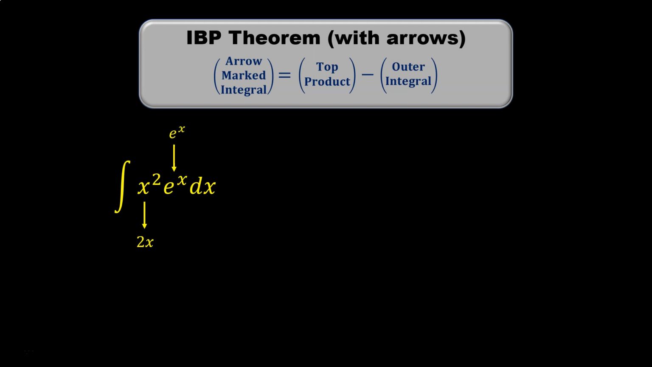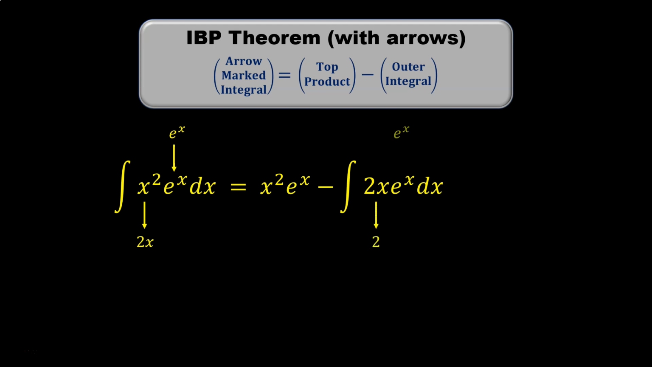Instead of trying to integrate a quadratic times an exponential, now we'll just need to integrate a linear function times an exponential, which is at least a step in the direction of simplicity. Anyway, the top product here is x squared e to the x, from which we must subtract the outer integral, which is the integral of 2x e to the x. Now this has a simpler integrand than our original integral, but it's still not obvious at a glance what its antiderivative is. What to do?